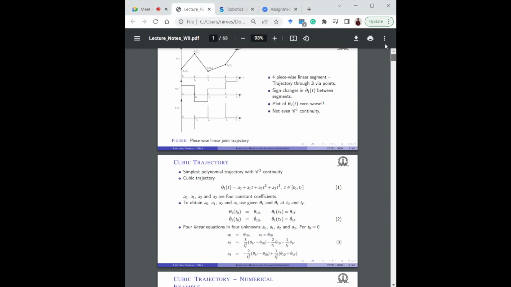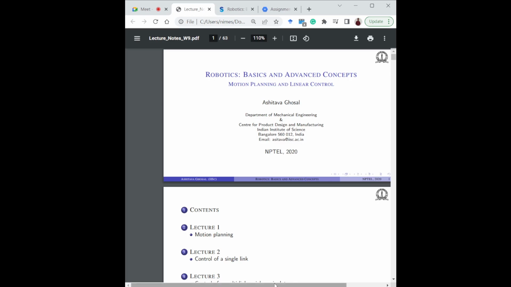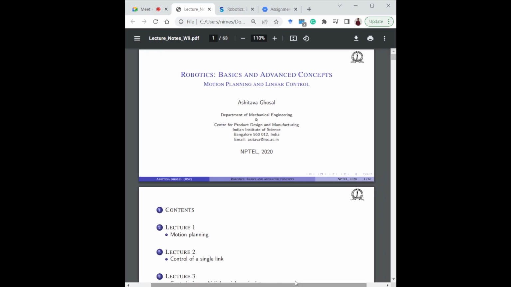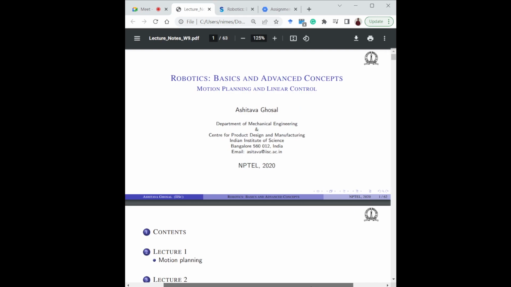This is the session for week 9, and we'll go through the lecture notes of this week, and after that we'll discuss some of the ways to solve the assignment problems of this week.